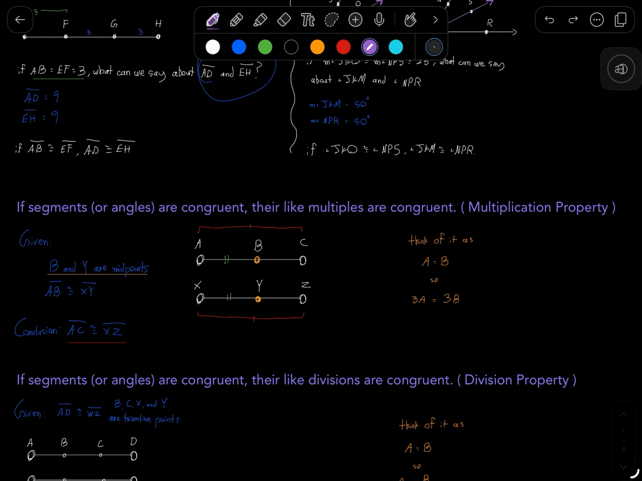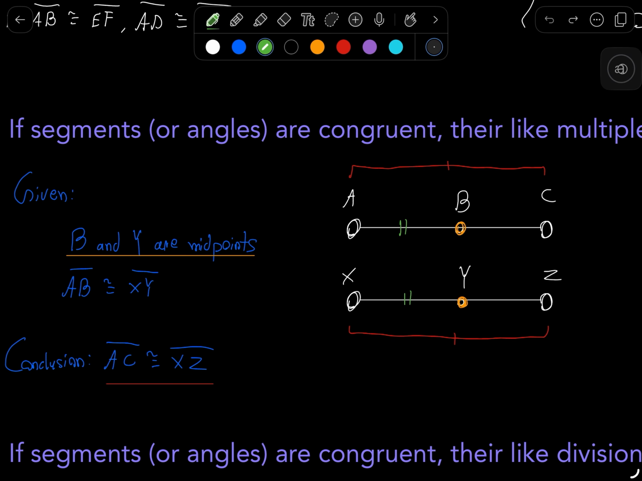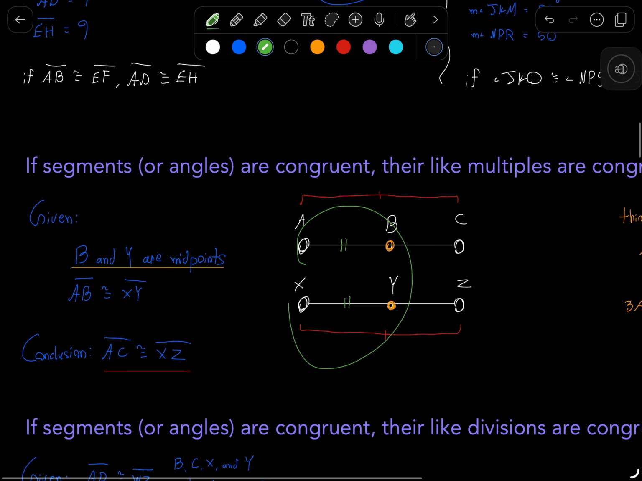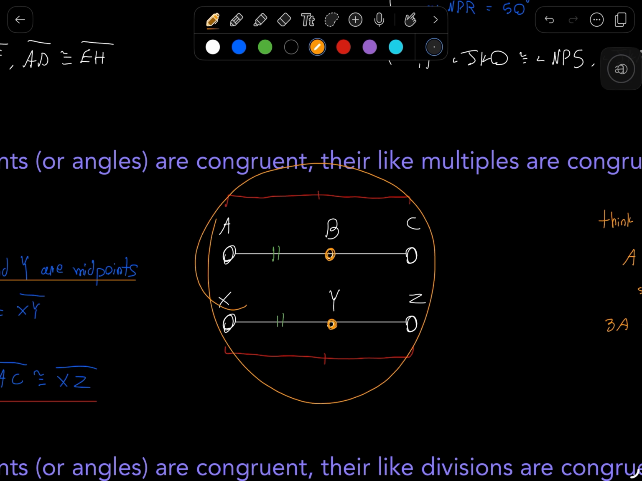So this is again where the multiplication property comes in. Make sure you know this one, pretty important. This theorem: if segments or angles are congruent, their like multiples are congruent. So again, if B and Y are midpoints, and we're given that AB is congruent to XY, we can make a conclusion that AC is congruent to XZ. So these entire segments are equal to each other. Once again, because AB and XY, that's the first part, those are congruent, the multiples are going to be congruent, which means the entire thing is going to be congruent.